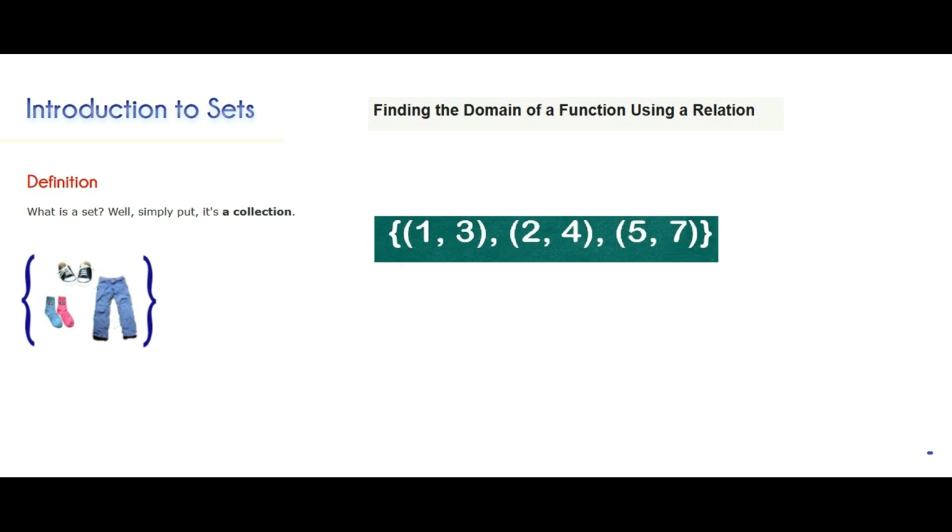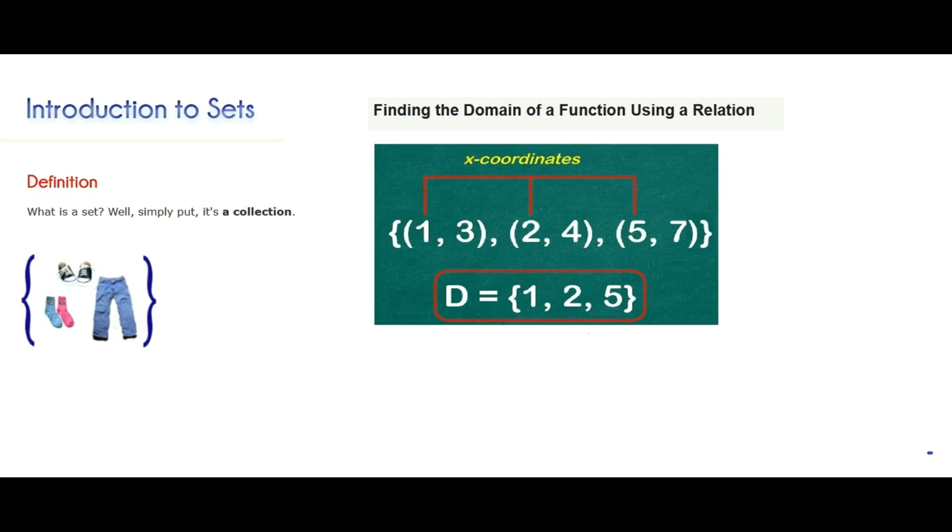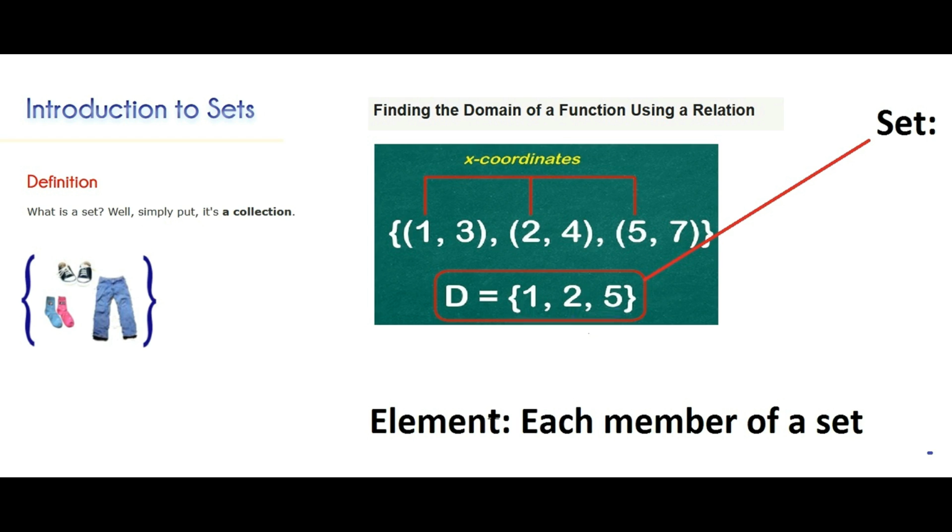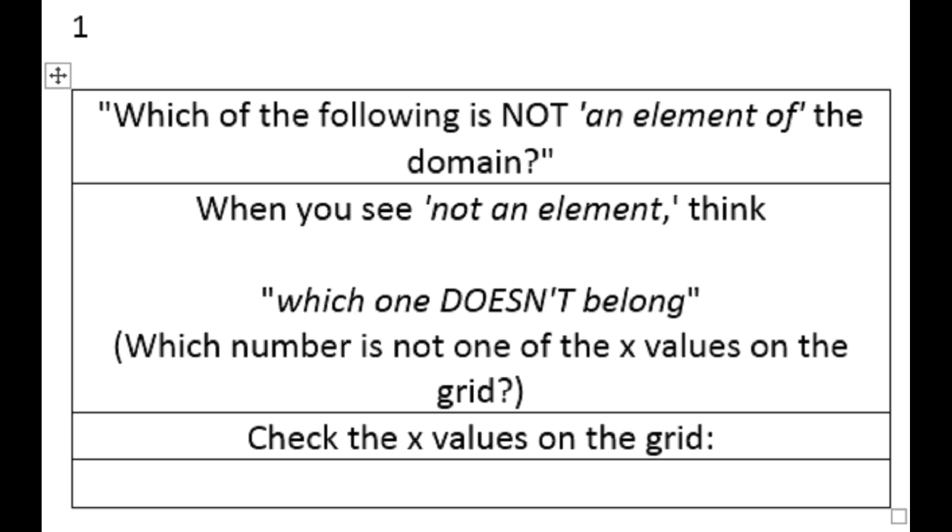See the orange? Well, once we find a domain, see those points down there? The 1, the 2, and the 5 are all the x values. So that's our set of x values in the domain. See where it says set in the red? Well, if we're talking about the individual parts of that, those are each elements. Those are 3 elements in that domain: the 1, the 2, and the 5. So anytime you see a question that says which element, what are the elements of a domain, or which element doesn't belong, you've got to think which number is not one of the x values on the grid.